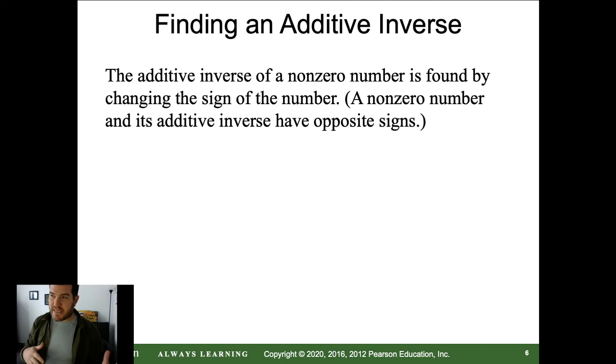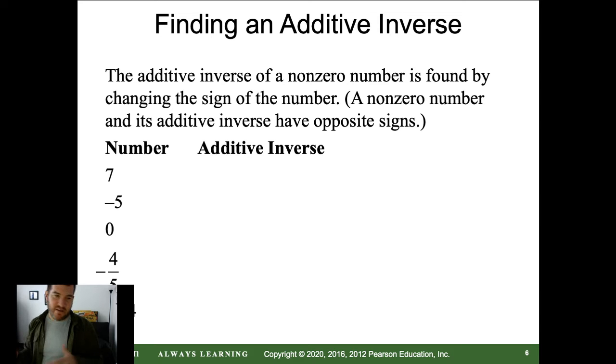So now we're talking about finding the additive inverse. The additive inverse of a non-zero number is found by changing the sign. So for instance, if I have this list, the additive inverse of +7 would be -7. The additive inverse of -5 is +5. 0 doesn't have an additive inverse because you're already there, so that's just going to be 0. And the neat thing is you can also use these with fractions and decimals, so -4/5 is going to be 4/5. I'm sorry you can't see this, but it says 0.064, so that's going to be -0.064. So hopefully that makes sense. You're basically just changing the sign. Again, you can think about it as opposites, or you can think about it as, what do I need to add to this to get back to 0?